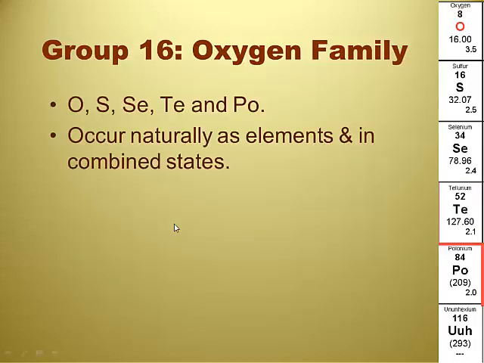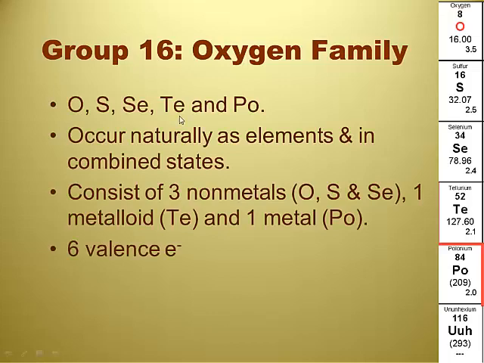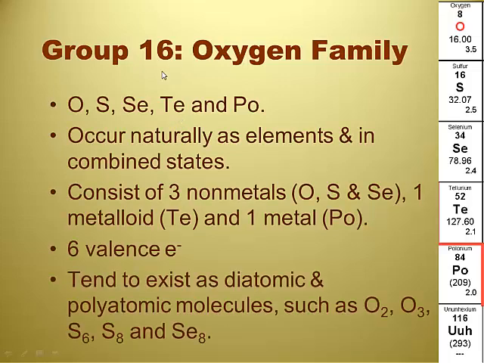Group 16 is the oxygen family, and you can predict it has 6 valence electrons. So we've got oxygen, sulfur, selenium, tellurium, and polonium, along with ununhexium. They occur naturally as elements and in combined states, just like most of these other families on the right side of the periodic table. It consists of 3 nonmetals, oxygen, sulfur, and selenium, a metalloid, tellurium, and a metal, polonium.